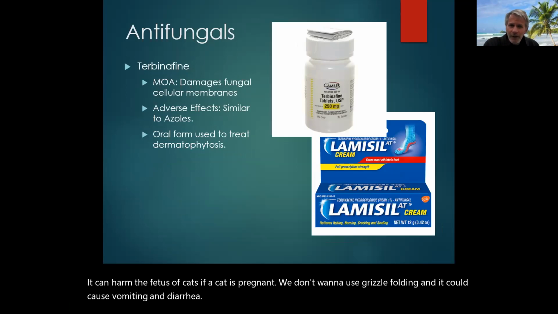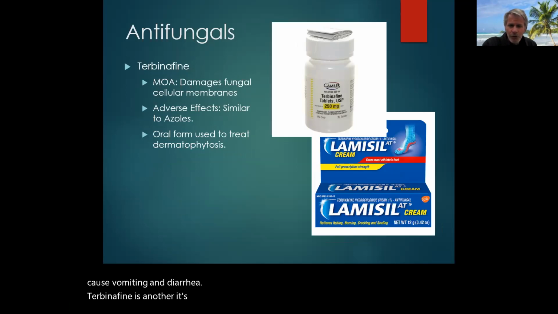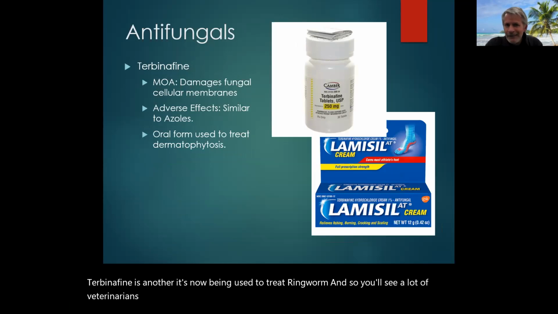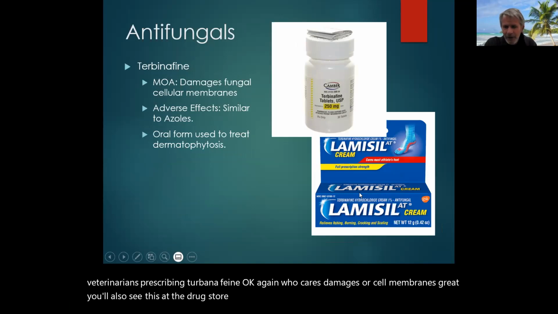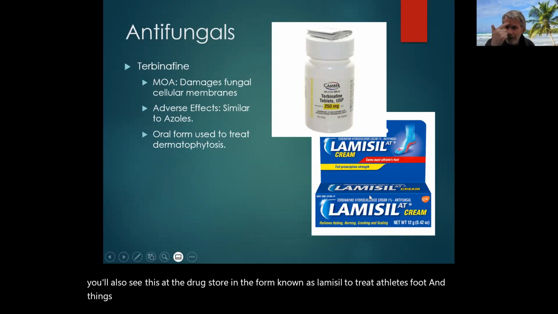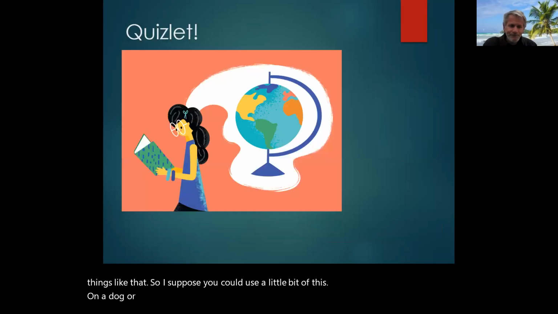Terbinafine is another. It's now being used to treat ringworm, and so you'll see a lot of veterinarians prescribing terbinafine. Okay, again, who cares? It damages their cell membranes. Great. And you'll also see this at the drugstore in the form known as Lamisil to treat athlete's foot and things like that. And so I suppose you could use a little bit of this on a dog or cat's skin, but we'll often use the oral form.